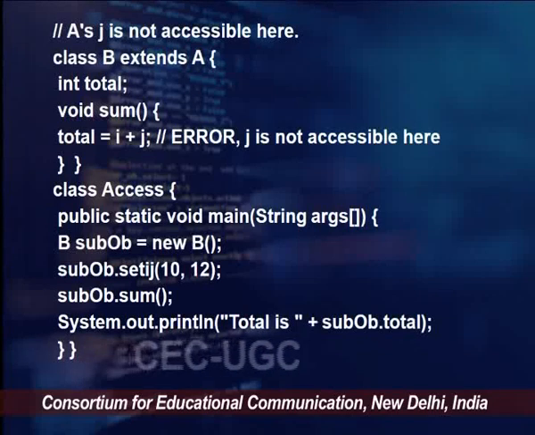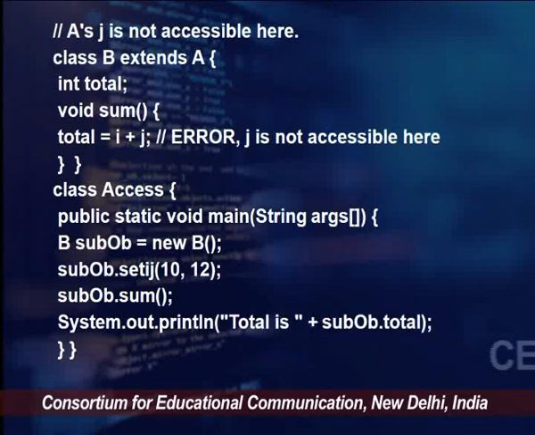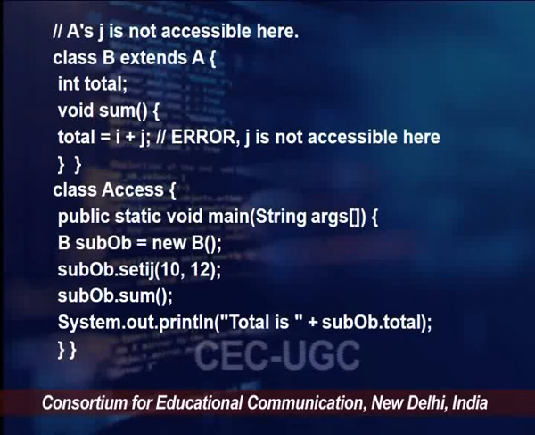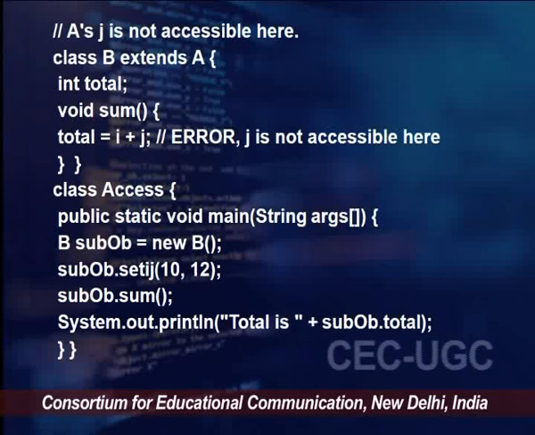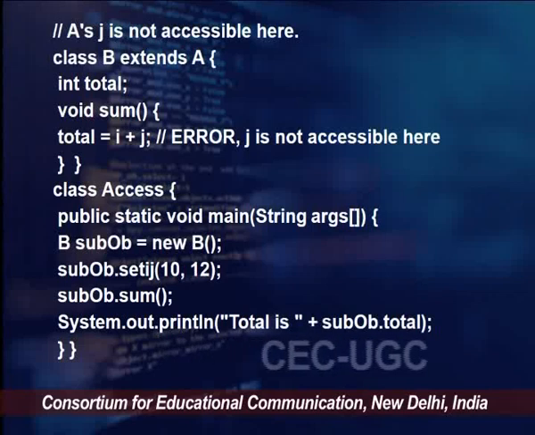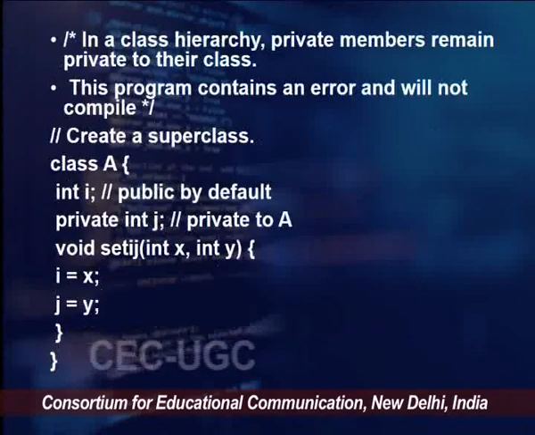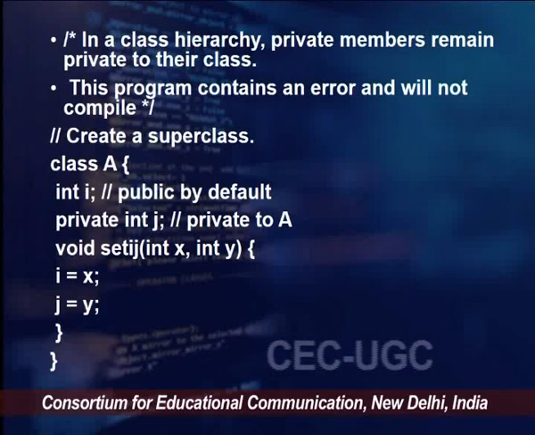It is adding one more instance member, which is total, and one more instance method, which is sum, and within this sum it is going to add up the value of i and j. Now the variables i and j do not belong to B, they belong to A and are inherited in class B, but j is not accessible here because, if you notice the access specifier of j, it is private.